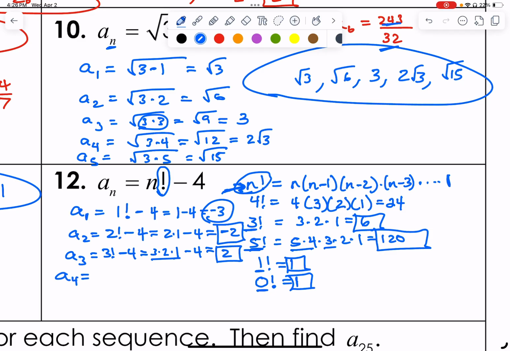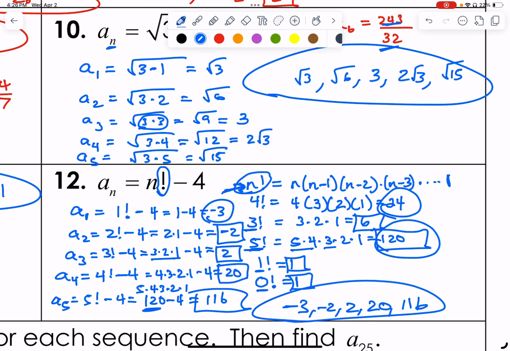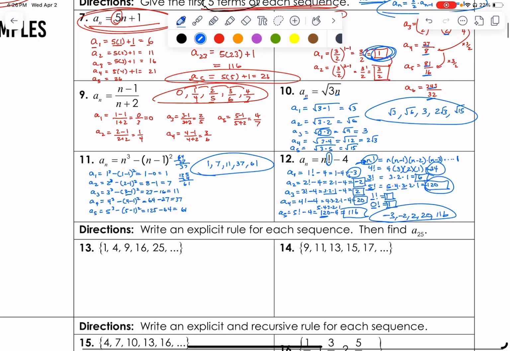A sub 4 would be 4 factorial minus 4. So that'd be 4 times 3 times 2 times 1 minus 4. And we already figured out what 4 factorial was. It's 24, so 24 minus 4 would be 20. A sub 5 would be 5 factorial minus 4. We already figured out 5 factorial. It's 120. So 120 minus 4 would be 116. And again, that was 5 times 4 times 3 times 2 times 1 to get the 120. So my terms in my sequence are negative 3, negative 2, 2, 20, and 116. Okay? So those are how you do explicit forms.